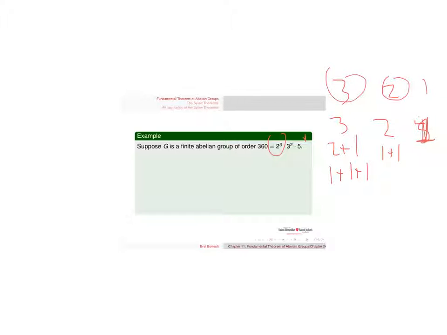So again, we're going to look at the partitions. 3 could be split up into 3, one big chunk, 2 plus 1, or 1 plus 1 plus 1. 2 can be either split up as 2 or 1 plus 1. And then 5 is really 5 to the 1, so the only way to split up is 1. So you have 3 options for how to split up the 2's, 2 options for the 3's, and 1 option for the 5's. So there should be 6 total options.